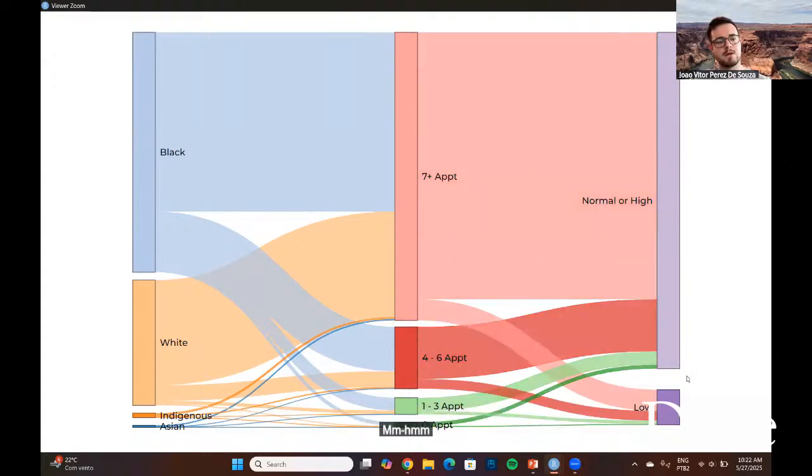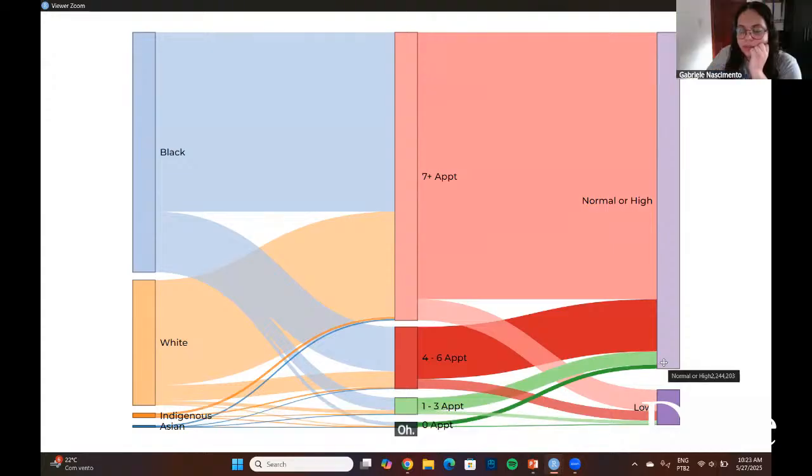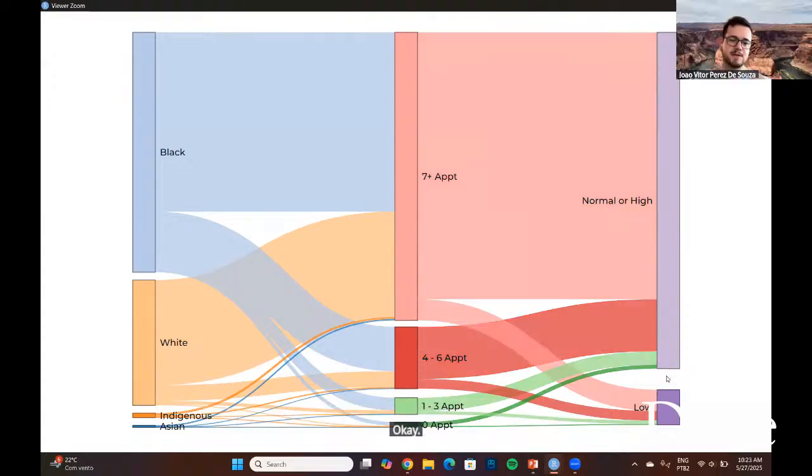I see. And the numbers are amounts, right? They're not proportions in this case. Oh, it's just the value. Okay, the raw value. Nice. Cool. Yeah. Thanks.